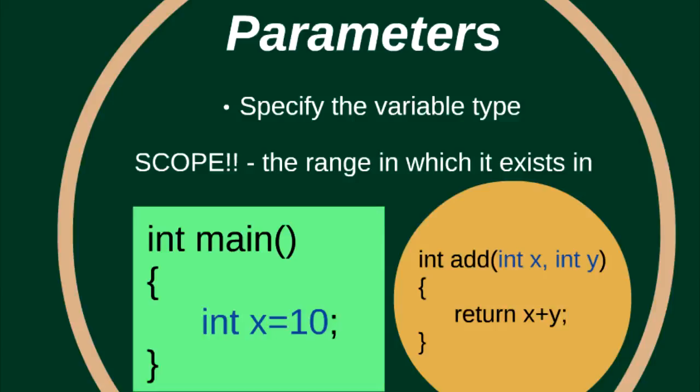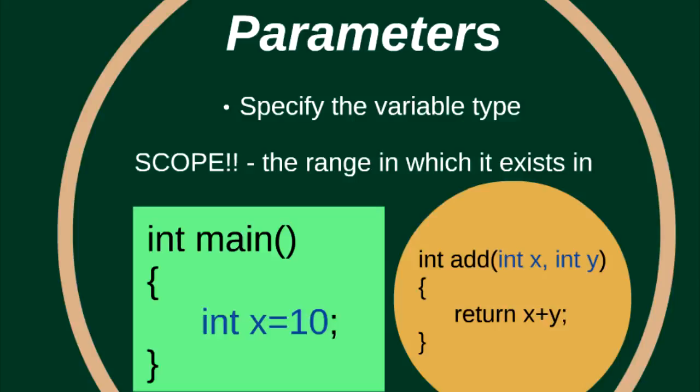So scope. Can anybody tell me what the word scope means? Granted, you can see that, but okay, whatever. Scope means the range in which something exists. So this is why I have two separate things: int main and int add. If I create an int x here, int add won't know what x is because it only exists in main. Does that make sense?